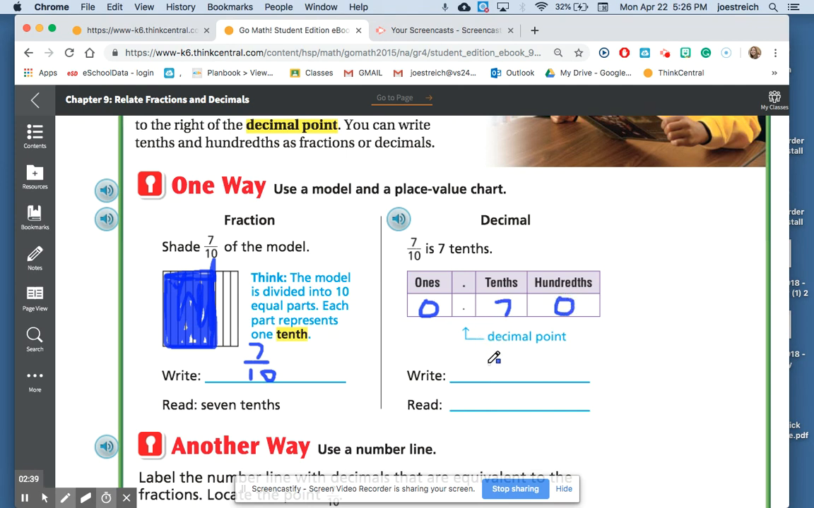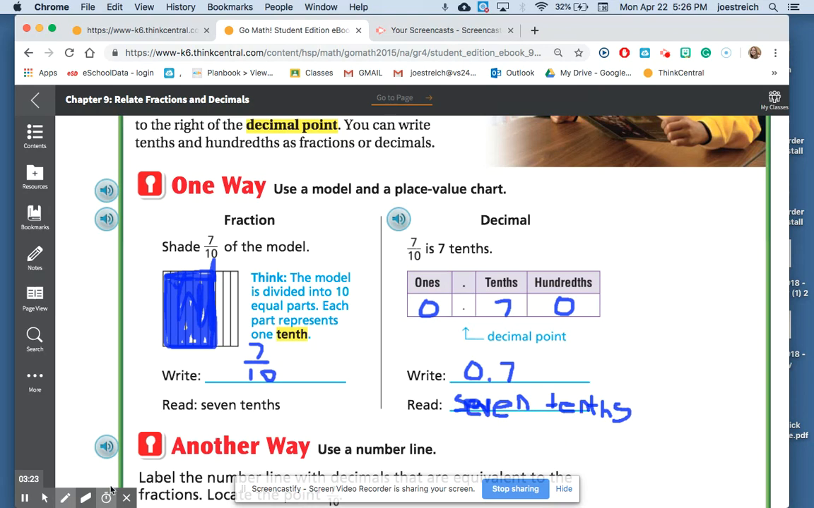So to write 7/10, we will write it as 0.7. That is the fraction 7/10 written as a decimal. We read it the exact same way. 7/10.